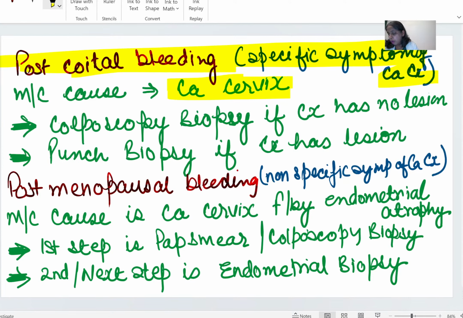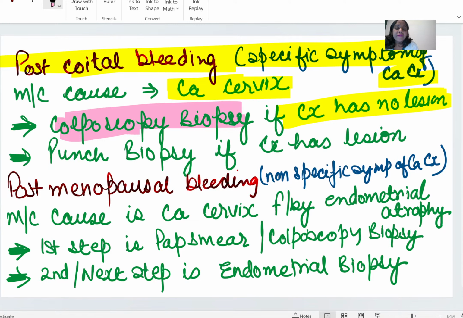Okay, you will do colposcopy biopsy if the cervix has no lesion. But if the cervix has any lesion, that is, a growth is present, or any type of suspicious lesion is present there on the cervix, then you will undergo punch biopsy.